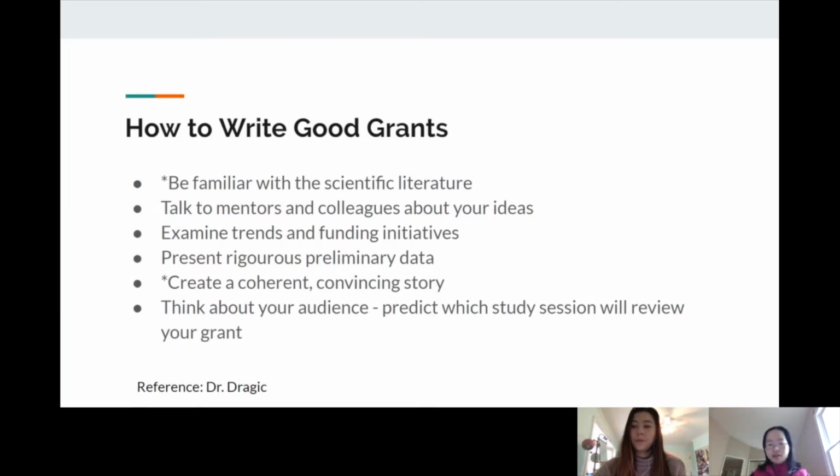Also think about your audience. You can kind of predict which study session will review your grant. And so thinking about what their expertise is in, and also what they would like to see in these research proposals, is extremely helpful in writing a good grant.